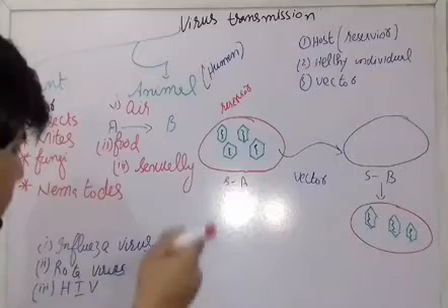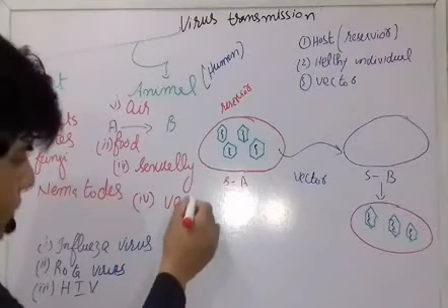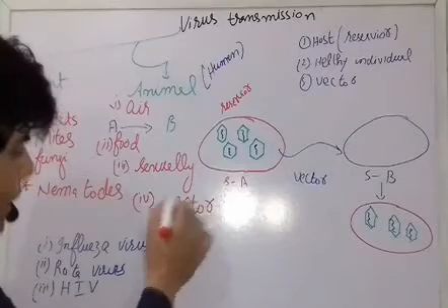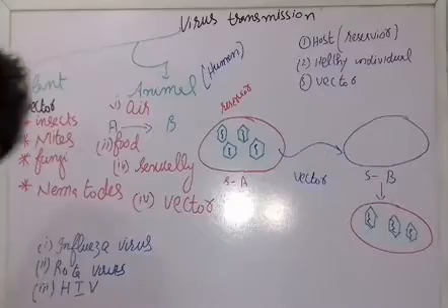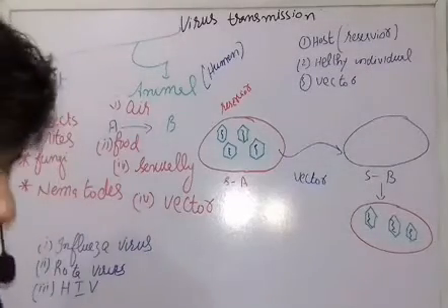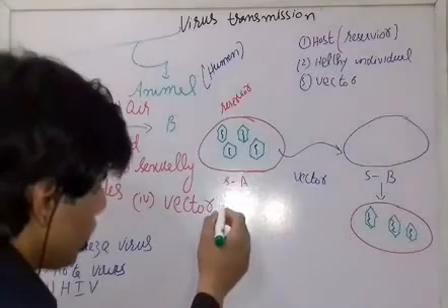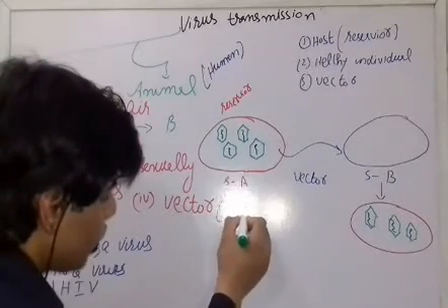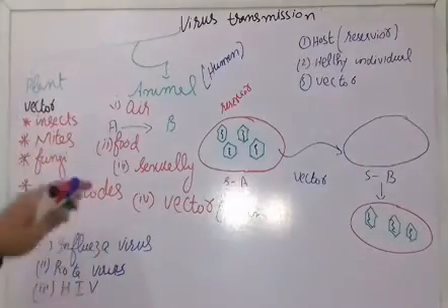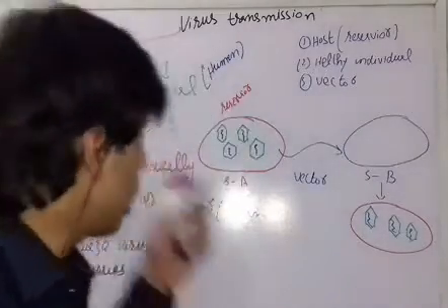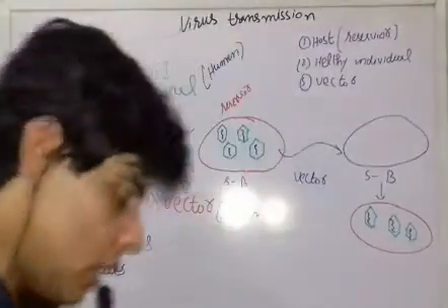And now fourth is the vector. In this case, vectors are also insects, mites and fungi. But in human cases there is another vector, which we call rodents. Rodents are also vectors which deliver the virus infection from the infected human to the healthy human.